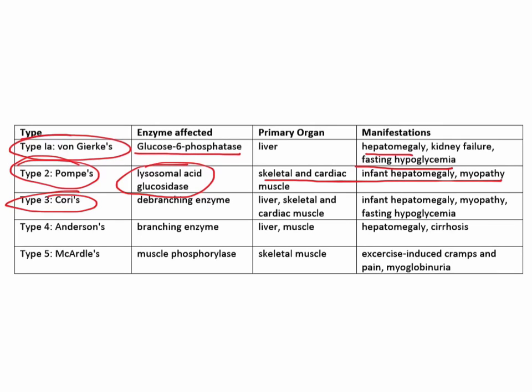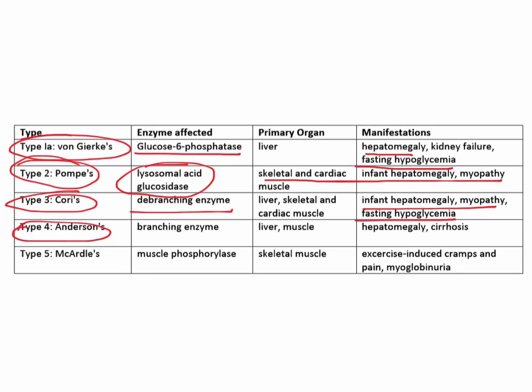Cori's disease is due to a loss in the debranching enzyme, and it affects both liver and muscle. It results in glycogen accumulation in muscle and fasting hypoglycemia. Muscle weakness, cardiomyopathy, and hepatomegaly usually occur.